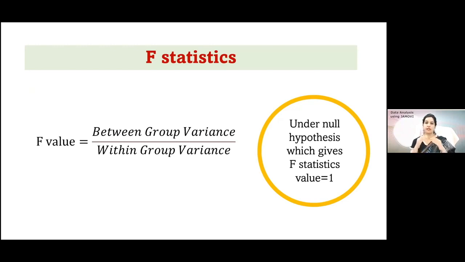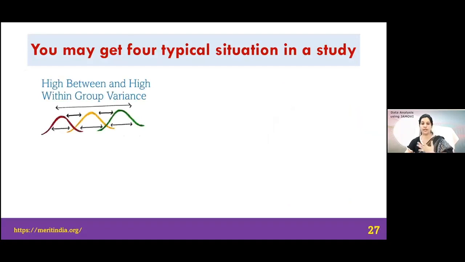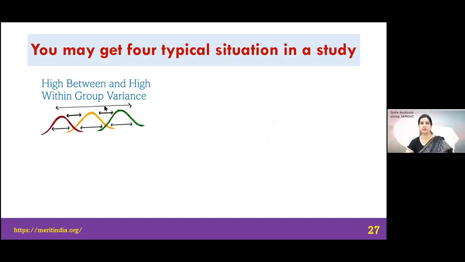If you can recall the example of between group variance and within group variance, between group variance divided by within group variance will be your F value, and under the null hypothesis, it will give you the F statistic. This value is 1. So you may get a typical situation like the first situation: there will be high between group variance and high within group variance.